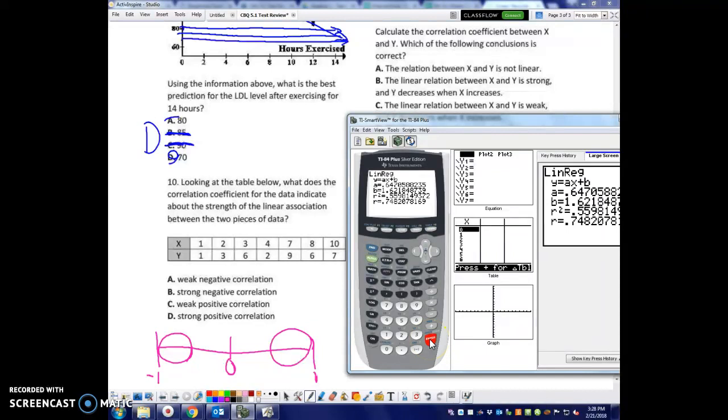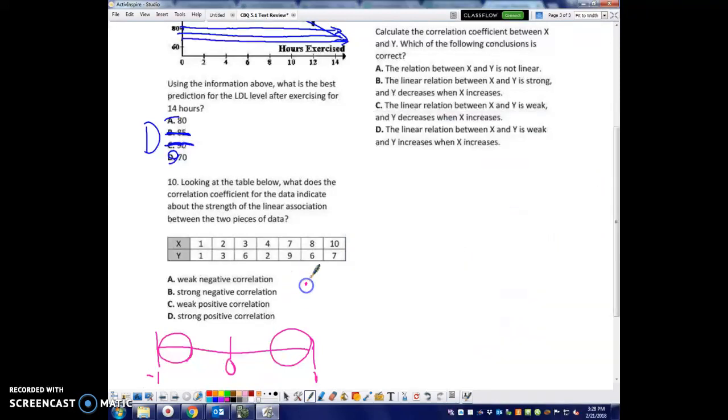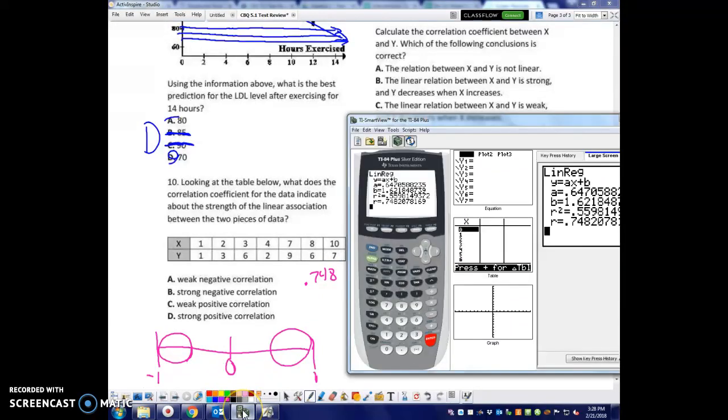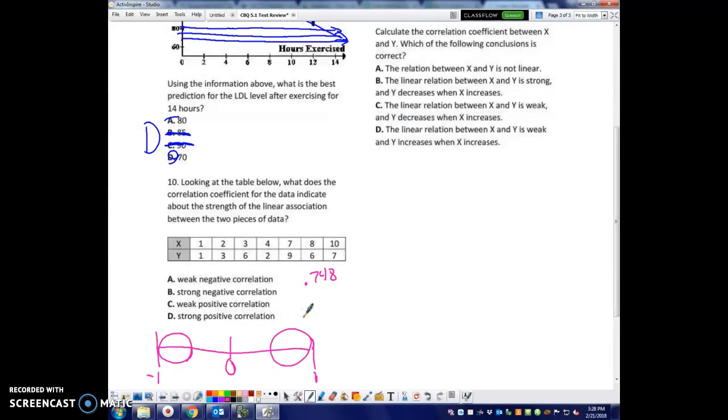R is 0.748. Okay, what would you say that is? Well, first off, is it positive or negative? That's positive. So we can take out negatives. Now, is this strong or weak? 0.7 I would say is strong. Okay.